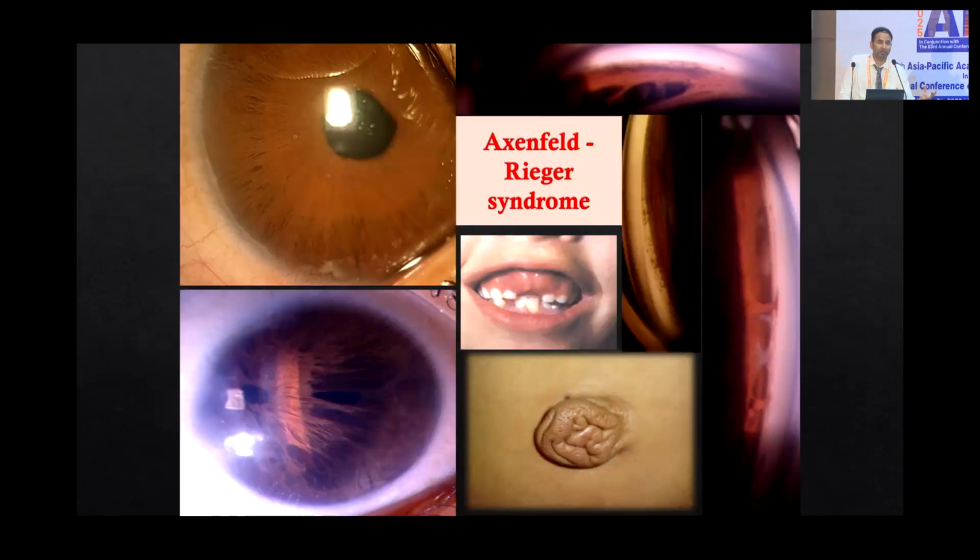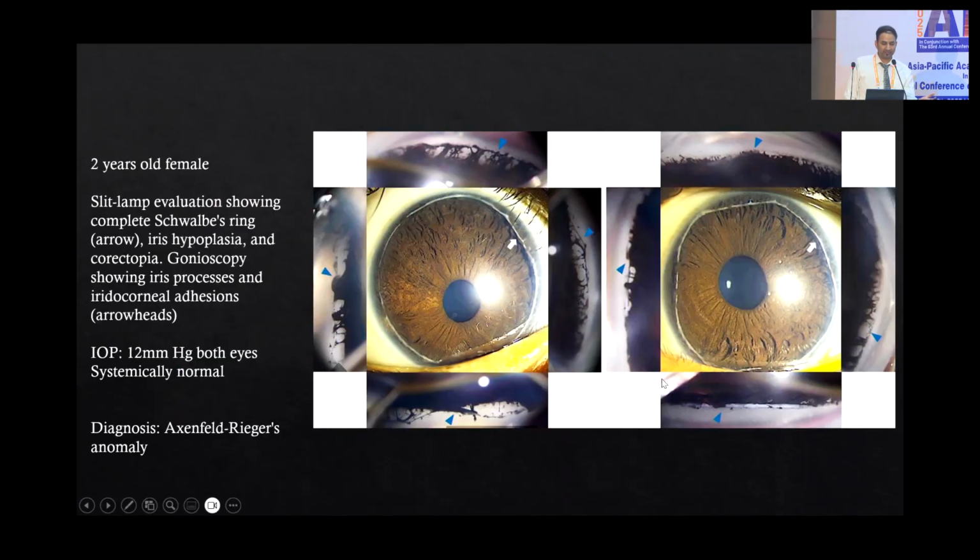So I'll be showing a few pictures of ocular anomalies, like Axenfeld-Rieger syndrome. These are very classical: corectopia, polycoria, and on gonioscopy there is a Y-shaped pattern of iris. This is the case we reported, and here there was 360-degree posterior embryotoxon.